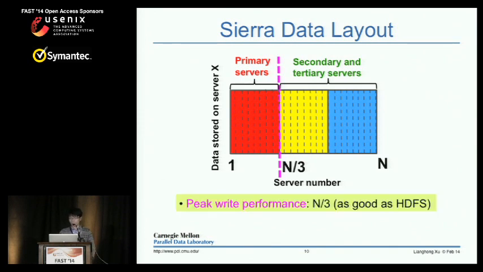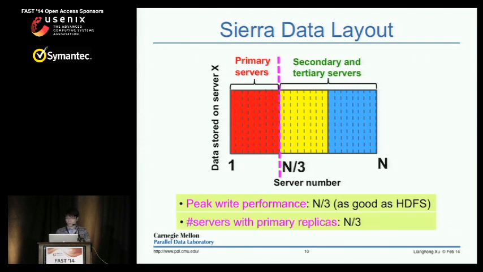We are particularly interested in 2 properties in elastic storage data layout. The first property is the peak write performance that the system can provide. We don't mention read performance because all the systems we are comparing here provide the same read performance given the same number of active servers. So for Sierra, the peak write performance it can provide is as good as HDFS, which is aggregate write throughput of n divided by 3 servers, because each data block is written 3 times. And we are happy about that.